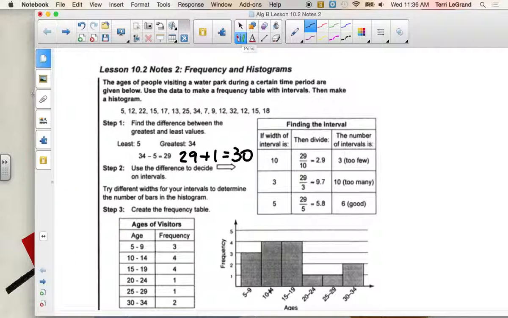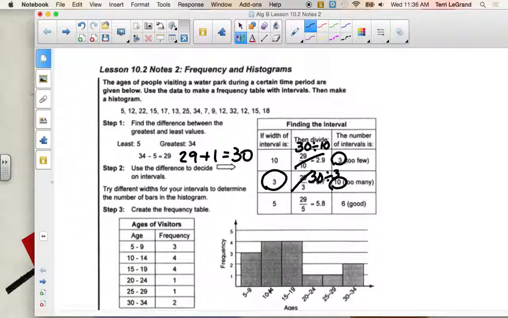They're saying if the width of the interval is 10, then I would do 30 divided by 10, and that's 3. Well, that means there's only going to be 3 intervals. That's too few. You want to have more than 3. Then they said if the width of the interval is 3, then we would have 30 divided by 3. Well, that's 10 intervals. That's probably too many.